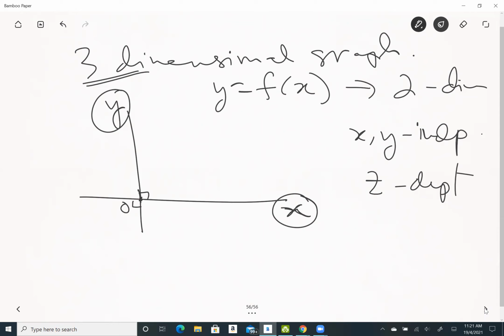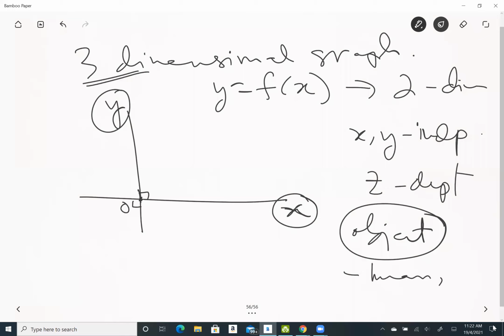From there, you don't get a line, you get an object. Give me one example of a three-dimensional object. A cube, okay? Any object, cube, sphere, or human, okay? Anything on earth is three-dimensional. So human, a house, everything, a car, all these are three-dimensional objects, all right?